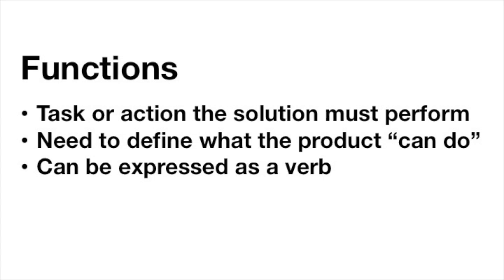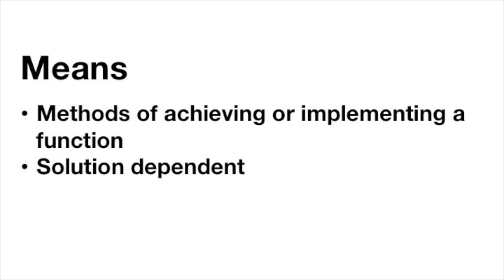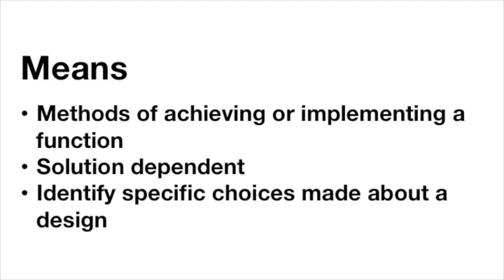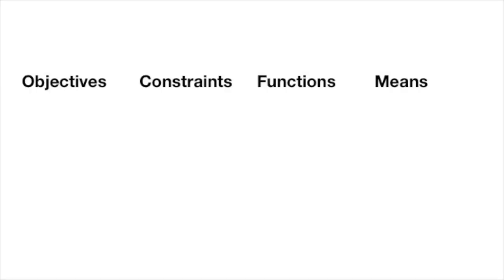Hand in hand with functions are means. Means are methods of achieving or implementing a particular function, such as the device must be made of a particular material. Means are solution dependent, and they identify specific choices that you must make about a design. Our next task is to organize these desired features into the 4 different categories we've just defined: objectives, constraints, functions, and means. Let's start by trying to describe what the water bottle will do, or the functions.